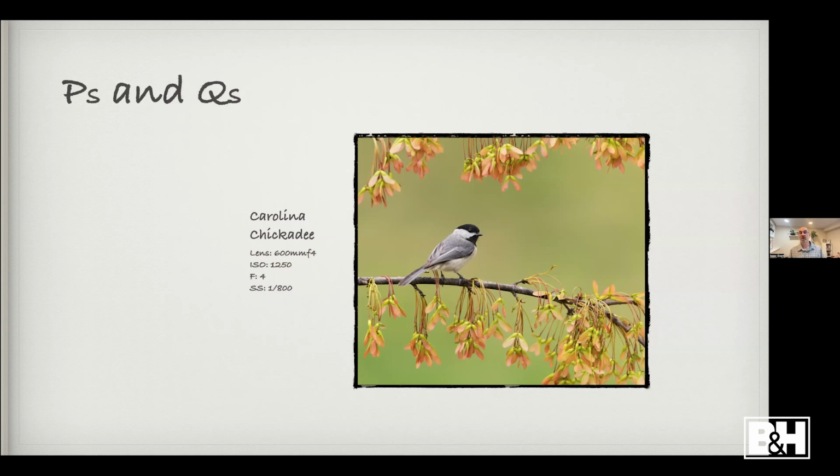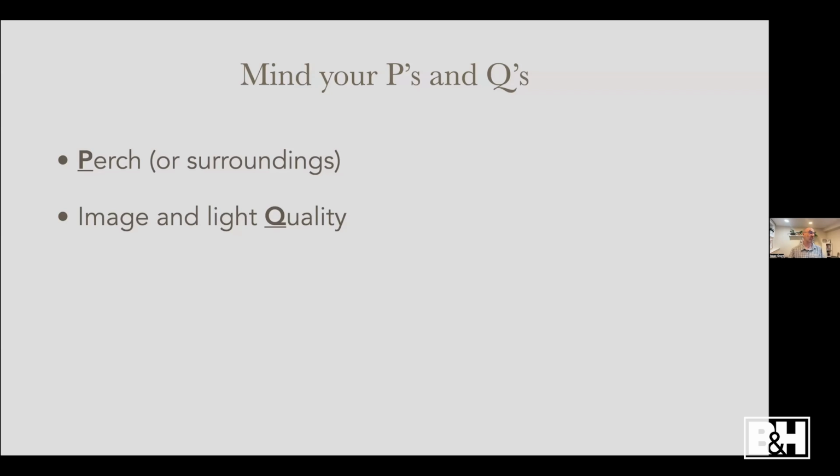Now, mind your P's and Q's. That's in the talk. Let's go over what they are. P's are your perch. Your Q's are your image and your light quality. Again, these are things you've got to get right in the field. Can't fix it in Photoshop. There's no fix for your perch.